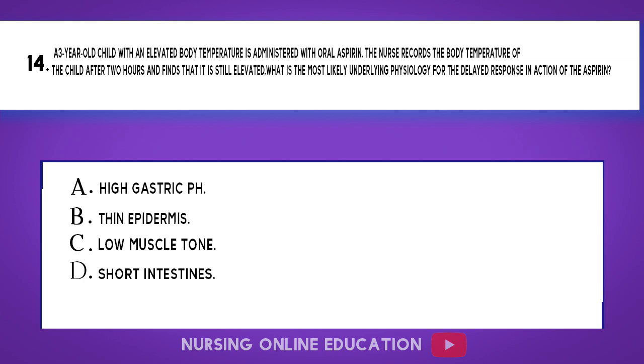14. A 3-year-old child with an elevated body temperature is administered oral aspirin. The nurse records the body temperature of the child after 2 hours and finds that it is still elevated. What is the most likely underlying physiology for the delayed response in action of the aspirin? A. High gastric pH, B. Thin epidermis, C. Low muscle tone, D. Short intestines. The answer is option A, high gastric pH.